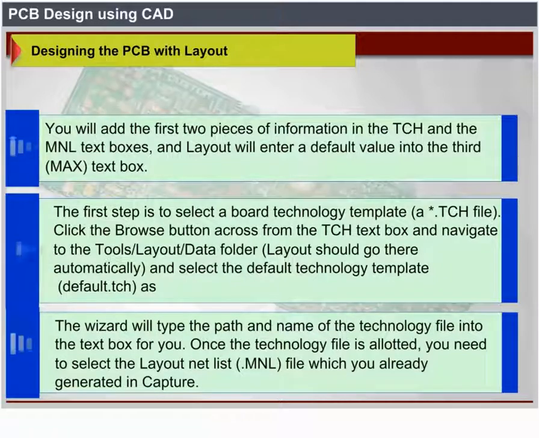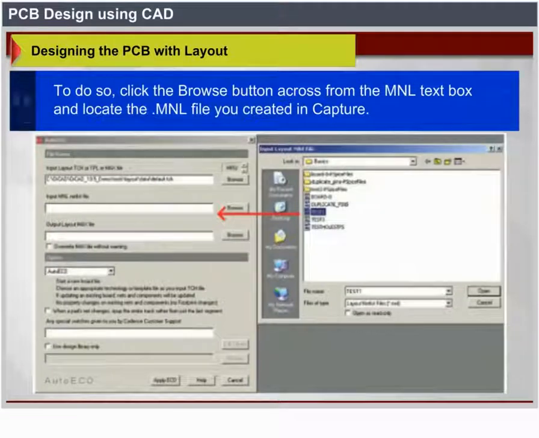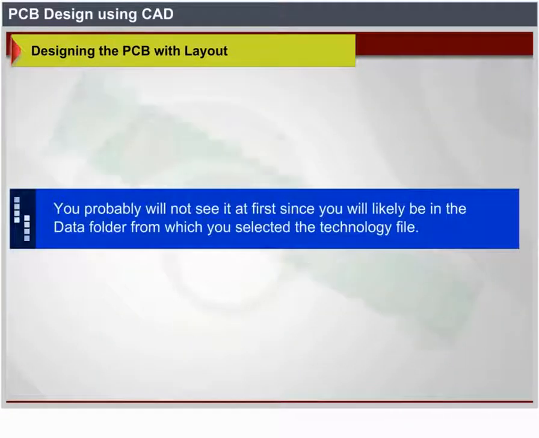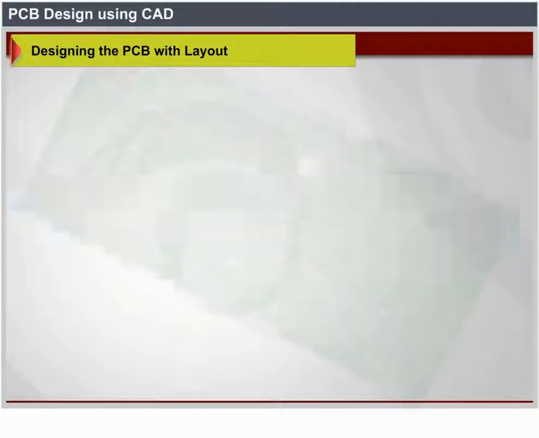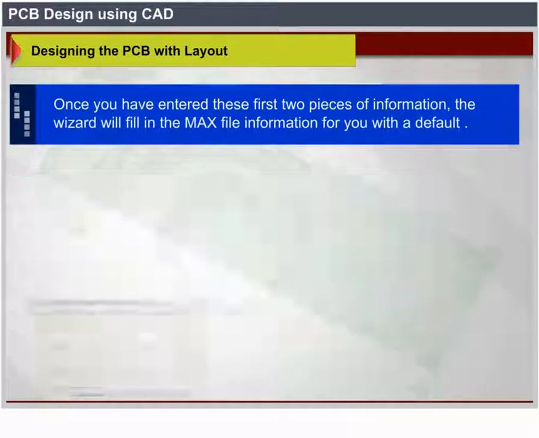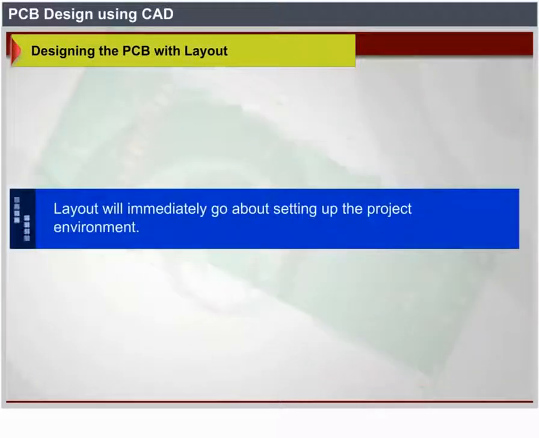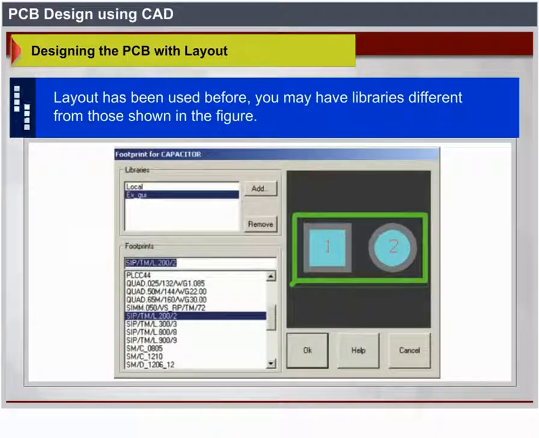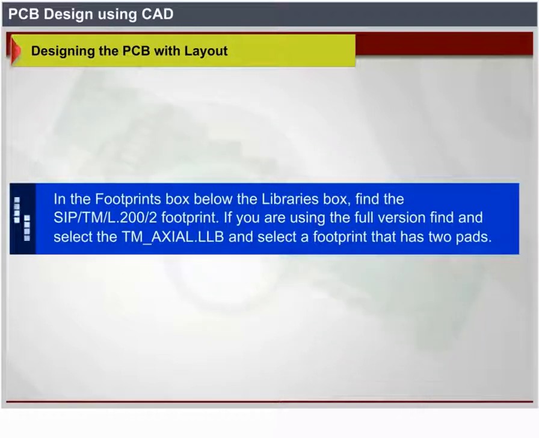Once the technology file is assigned, you need to select the layout netlist, that is the .mnl file you generated in Capture. To do so, click the Browse button across from the MNL text box and locate the .mnl file you created in Capture. You probably will not see it at first since you will likely be in the Data folder from which you selected the technology file. Navigate to where you saved the project. Once you find your file, select it and click Open.